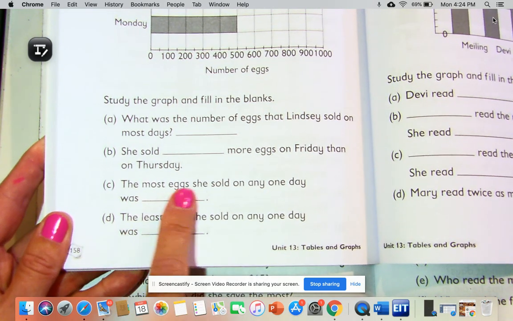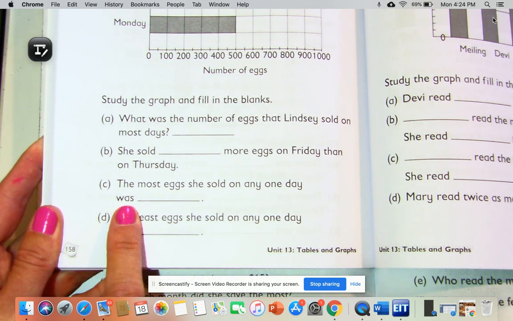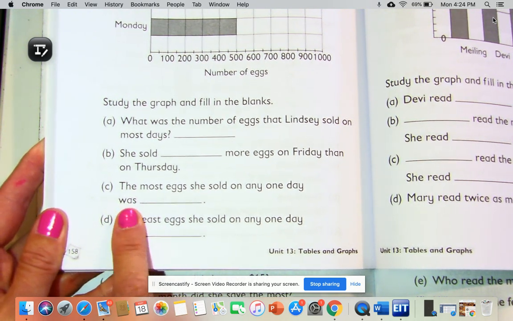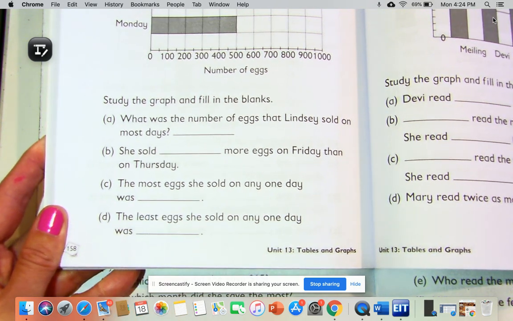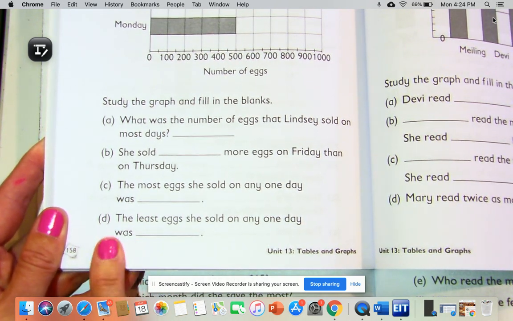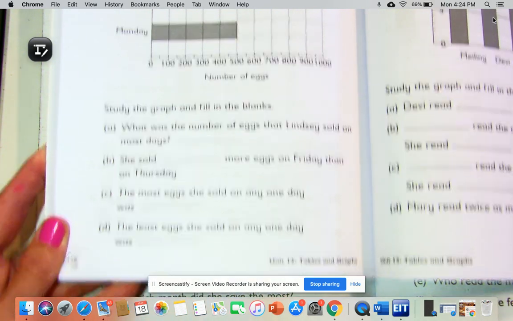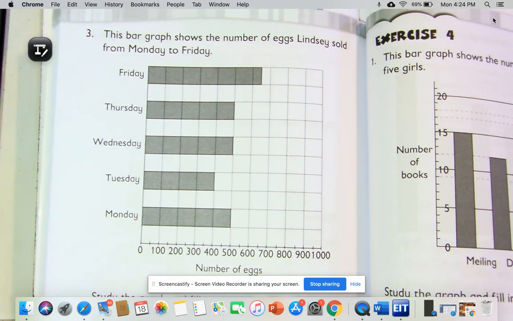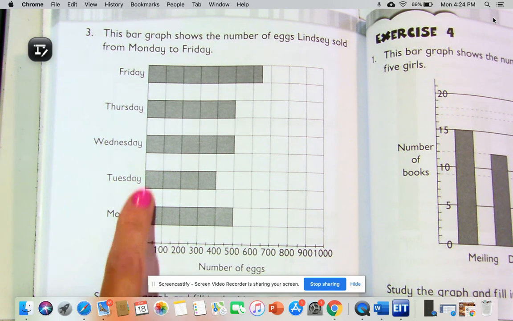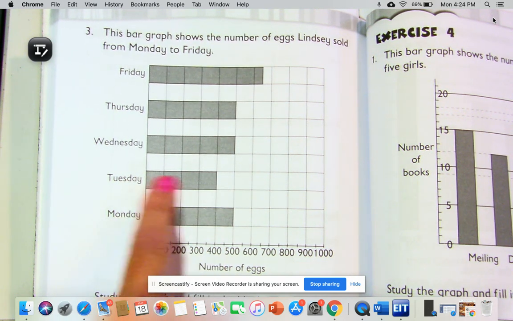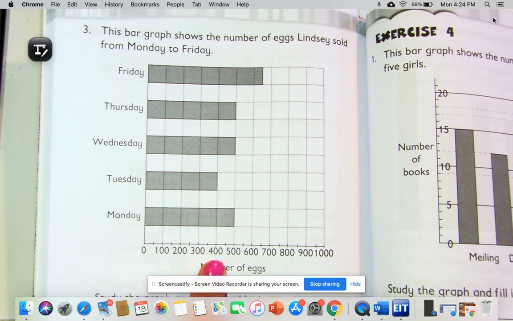And let's see, the most eggs she sold on any one day was, and again, we're looking for the number, the most eggs. So it's not 500. That was not the most that she sold. It's not 400. So I'll let you figure that one out. And the last one, the least eggs she sold on any one day was blank. And then we write what was the least number that she sold. And again, when we look at a bar graph, we can quickly see that has to be the shortest bar. And then we can see how many eggs she sold on that day.